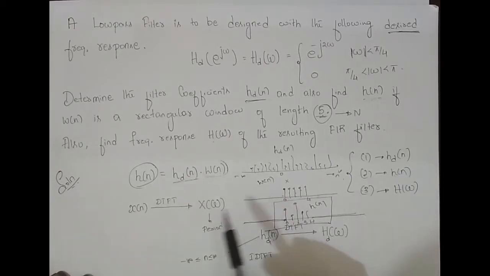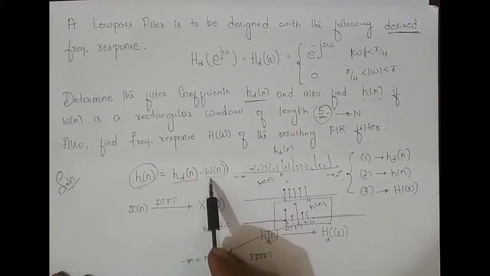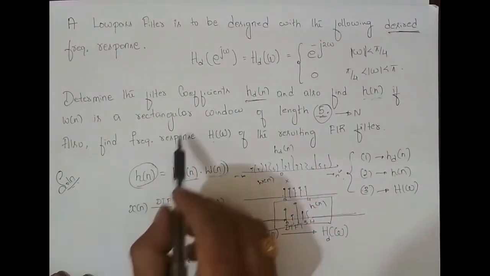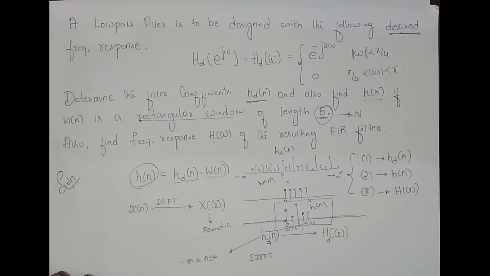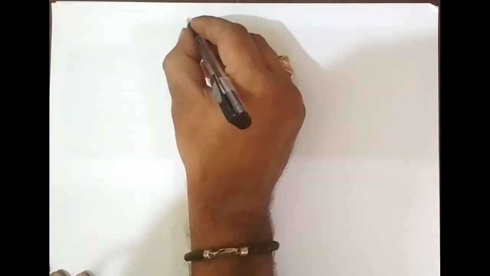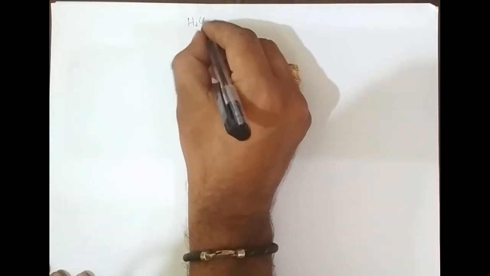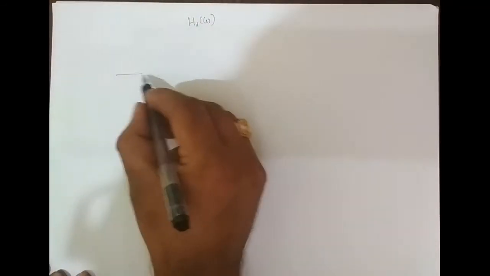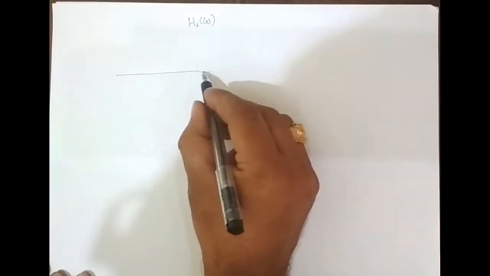This W of n depends upon what type of window he has asked for. In this example he has asked for a rectangular window, so we are using a rectangular window. First we shall try to plot the given frequency response HD of omega so that we can visualize what's happening. It's a low pass filter, so I'm trying to plot the given HD of omega.